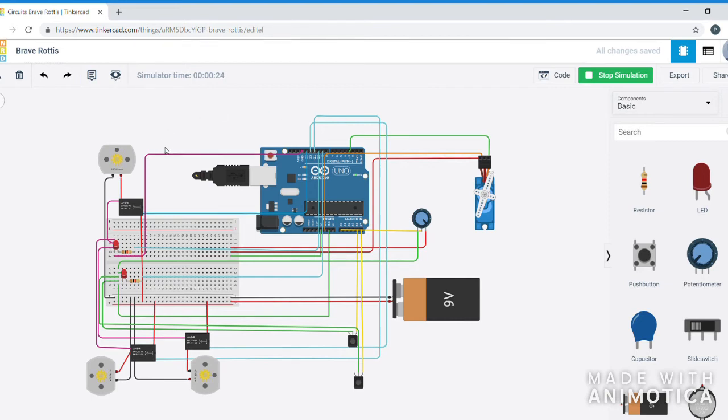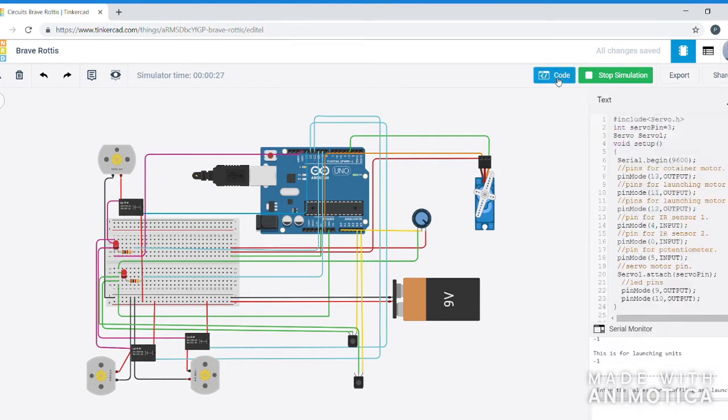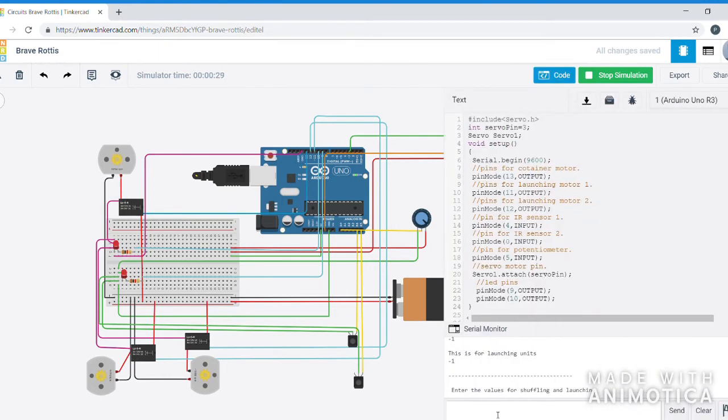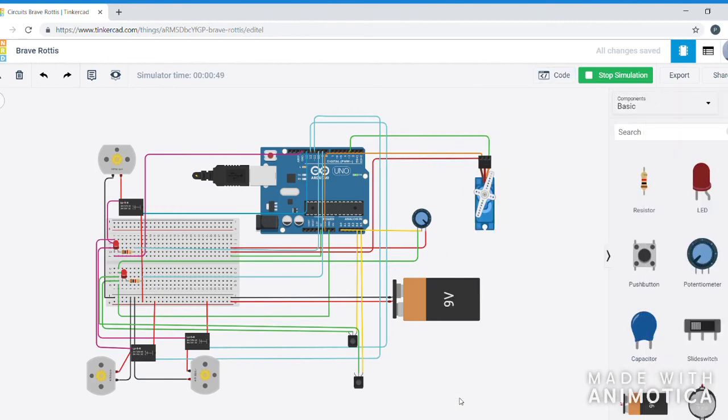Now about the shuffling and launching part. So here it is asking us to enter some values and the IR sensor will be taking -1 as the default value. So if we do not enter any value, it will take -1 as its input. And if we enter some positive value, then it will interrupt the IR sensor and it will also interrupt the circuit.